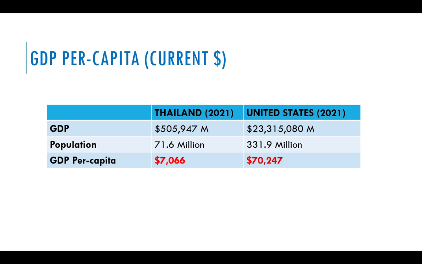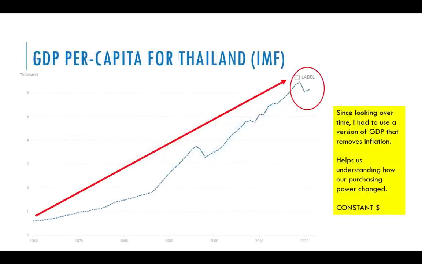In the United States, the average person has, proxying GDP per capita as a measure of income, an income that is 10 times as much as the average person in Thailand. The good news is that GDP per capita for Thailand has been on the rise. If you look at this graph, it goes from 1960 to the year 2020.